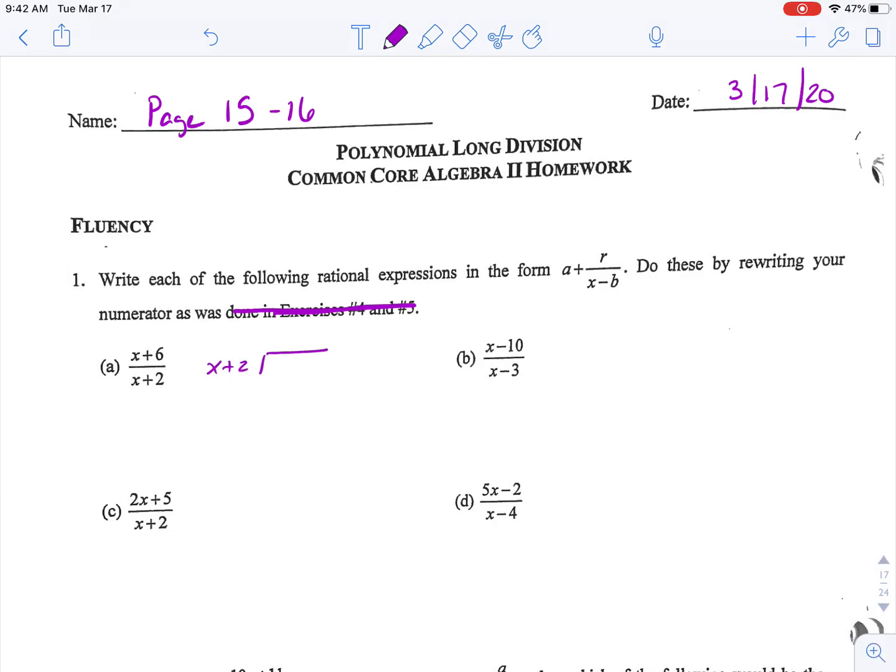x plus 2 into x plus 6. x goes into x once, right? x times 1 is x. So distribute the x plus 2 to the 1, subtract. x's cancel, 6 minus 2 is 4. No more x's, that's our remainder. Okay, so basically what we get was a quotient of 1 plus our remainder over the original divisor. And that's what's meant by a plus r over x minus b form.